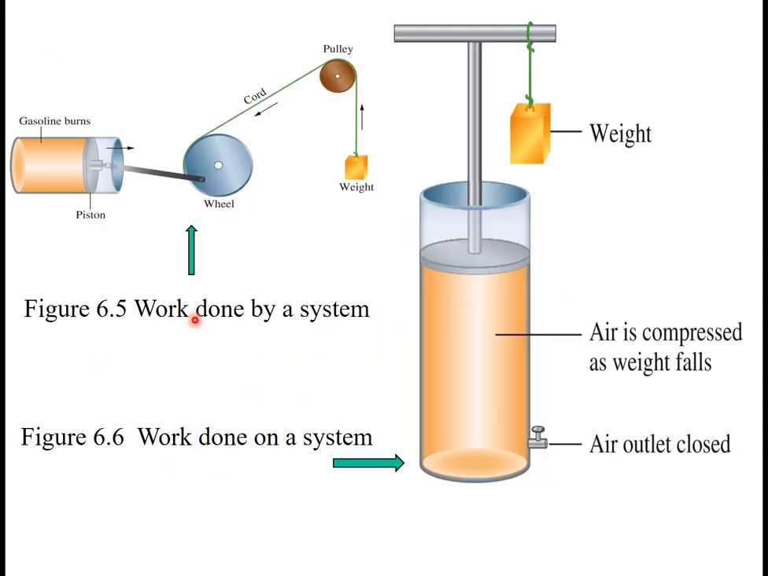And so here's an example of work done by the system. The piston is expanding, which pulls this out, and now it's going to be going in. Or work done on a system. So in this example, it's positive. In this example, it's negative. The weight's going to pull the piston back down.